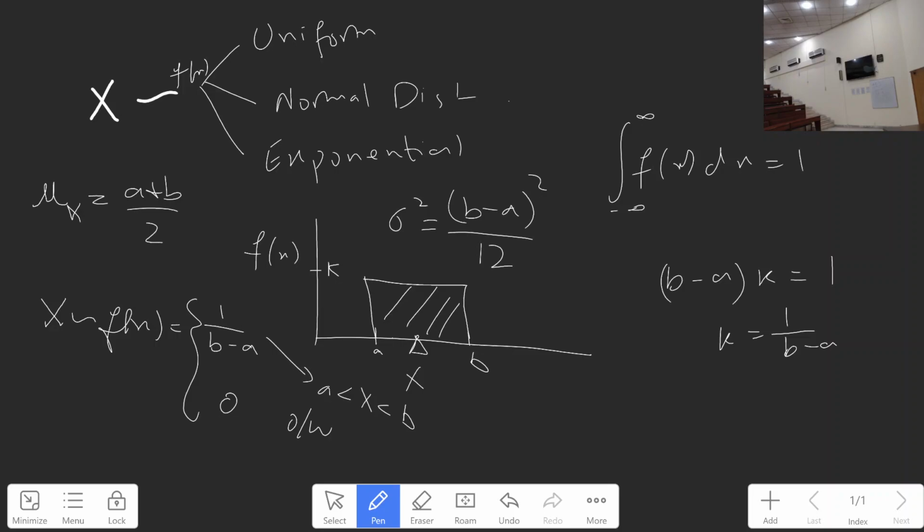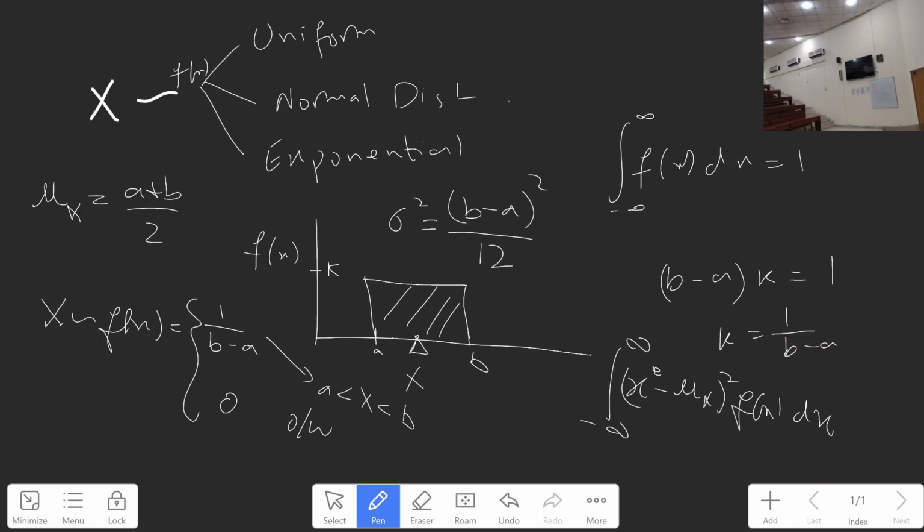How is this calculated? You will do this. It will be the integral from minus infinity to infinity of (x minus mean of x) squared f(x) dx. Yes, you have to solve this.